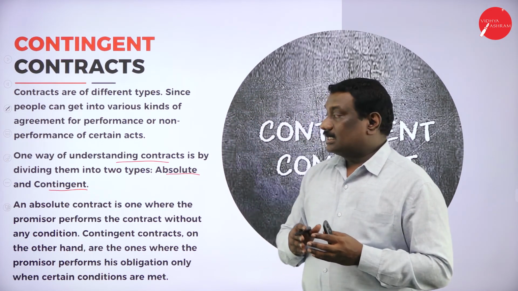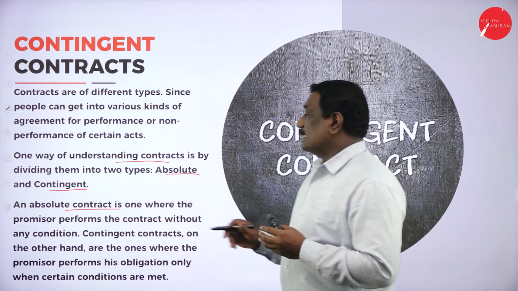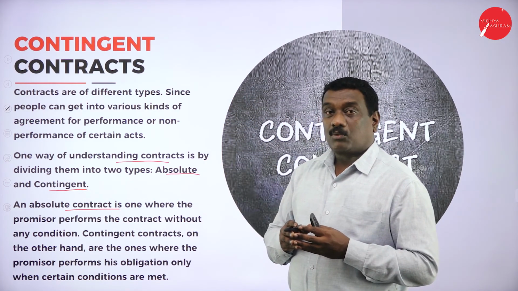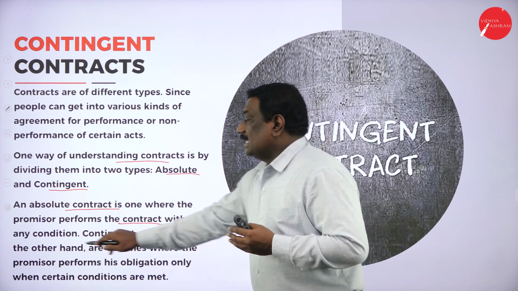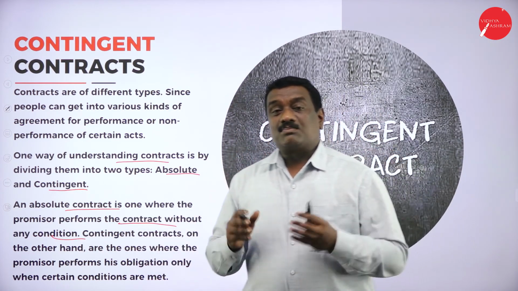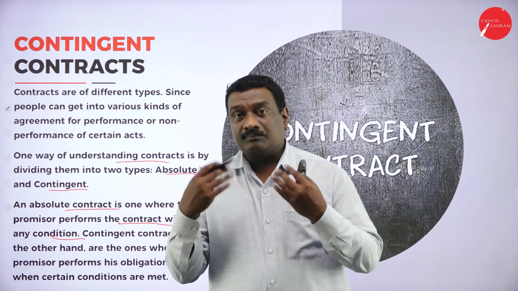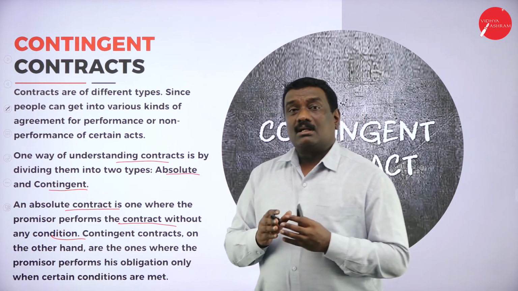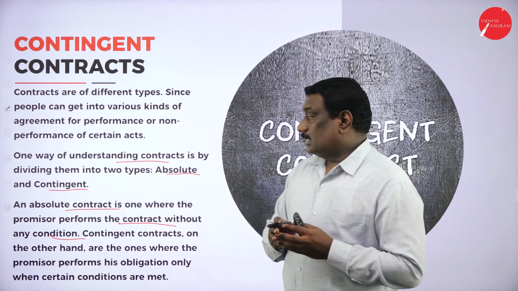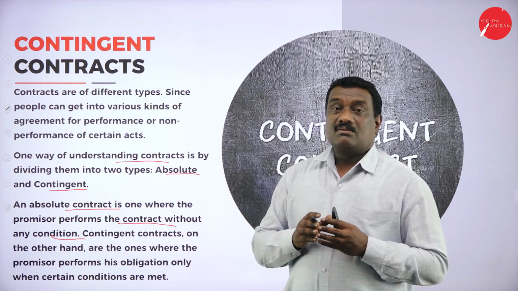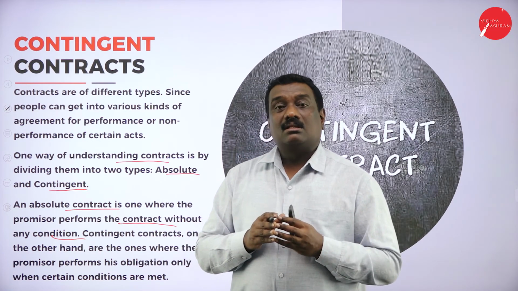Now let us understand what is an absolute contract and what is a contingent contract. An absolute contract is a contract where the promisor performs the promise, that is, a party to the contract A, for example, will be performing the contract without any condition. So under this particular contract, that is the absolute contract, the promisor, the one who is giving the offer, will be making this agreement or contract without any condition. So there is no condition from the point of view of the promisor.